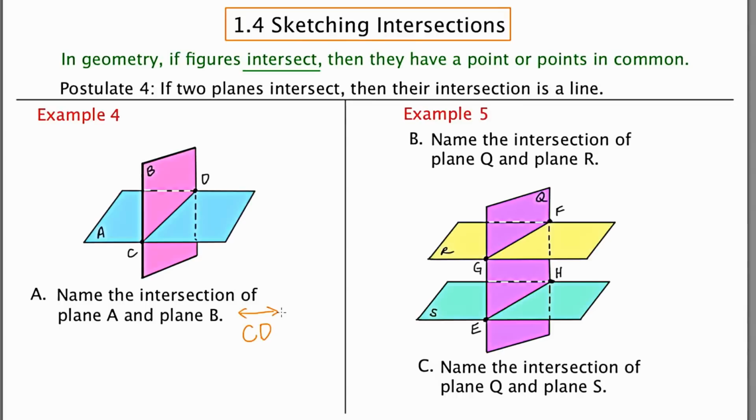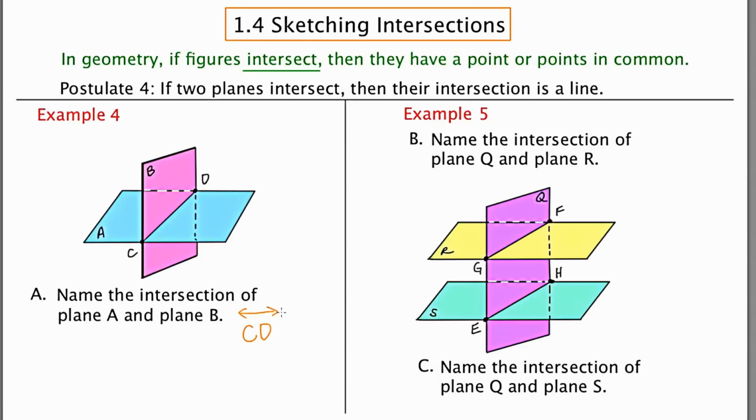Example 5 is a little more confusing because there's actually three planes going on at the same time. You could think of R, the yellow plane, as perhaps a ceiling, plane S as perhaps a floor, and plane Q, the purple plane, is sort of a wall that passes through the ceiling and the floor. Maybe it's extending up into the attic and down into the basement. Maybe that could be helpful to some people.